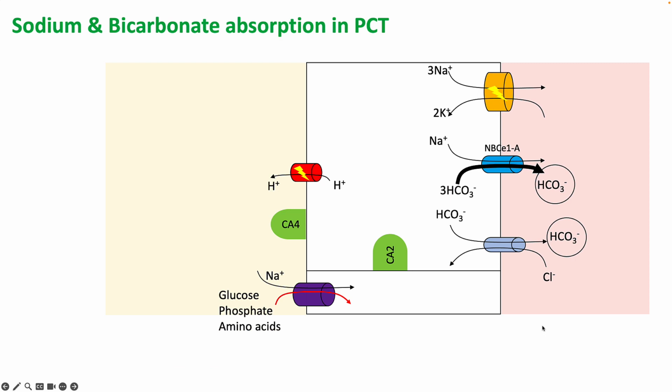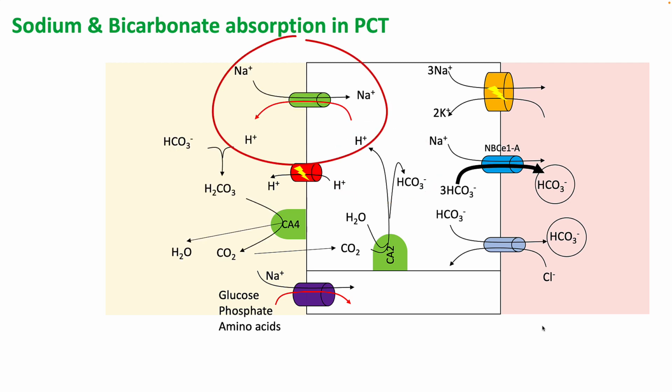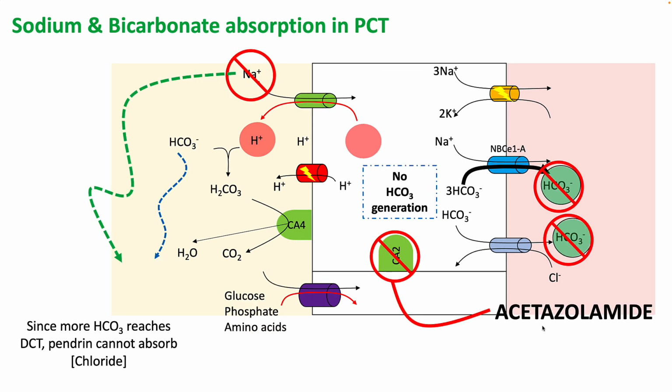Carbonic anhydrase plays a key role in PCT in sodium and bicarb absorption by splitting the CO2 into bicarb and hydrogen ion. This hydrogen ion is used for sodium exchange using your sodium hydrogen cotransporter. So this activity results in sodium absorption and bicarb generation. When you block this enzyme with acetazolamide, you lose more bicarb and sodium in the urine. Since more bicarb reaches the DCT, pendrin cannot absorb chloride.